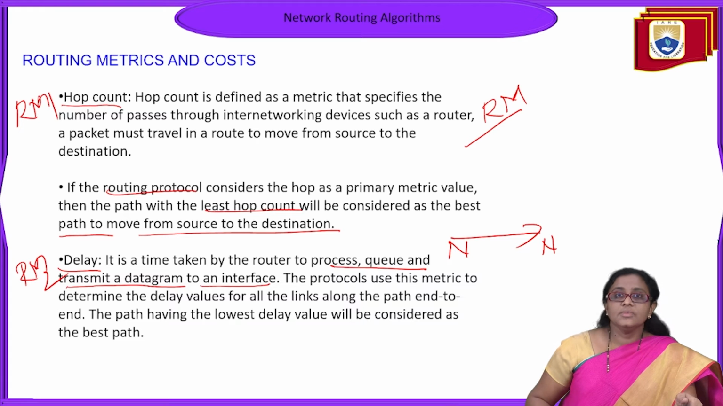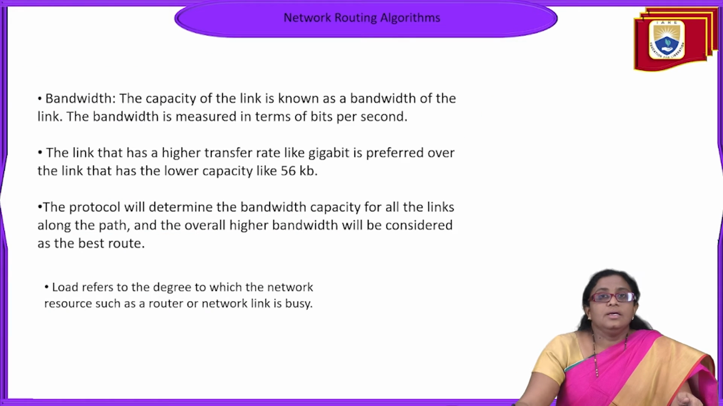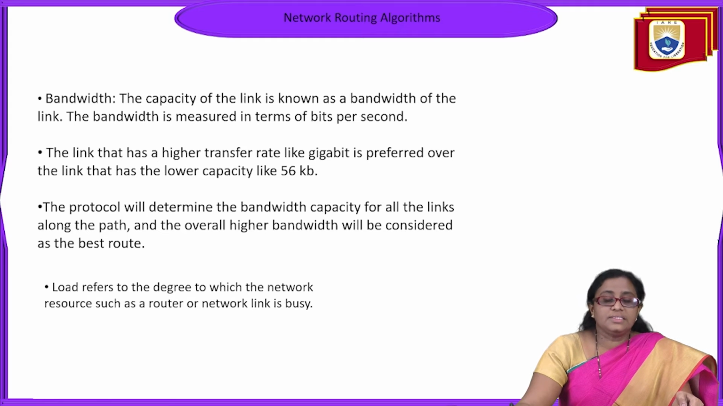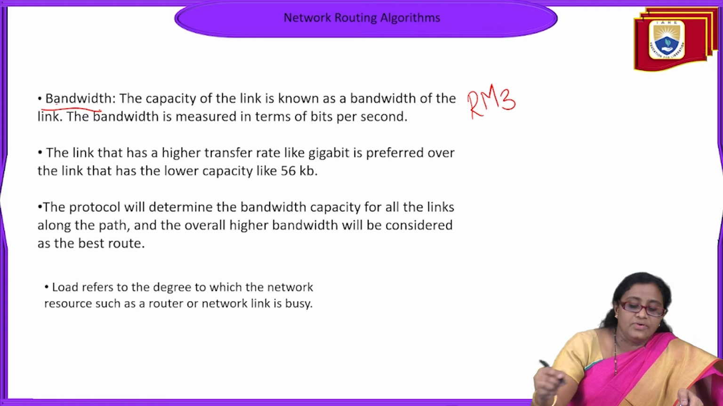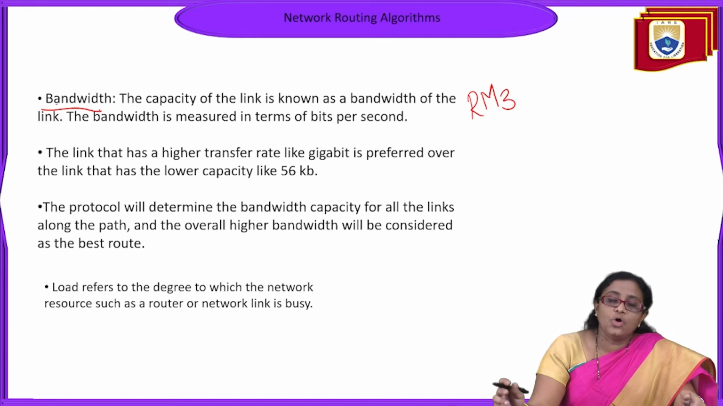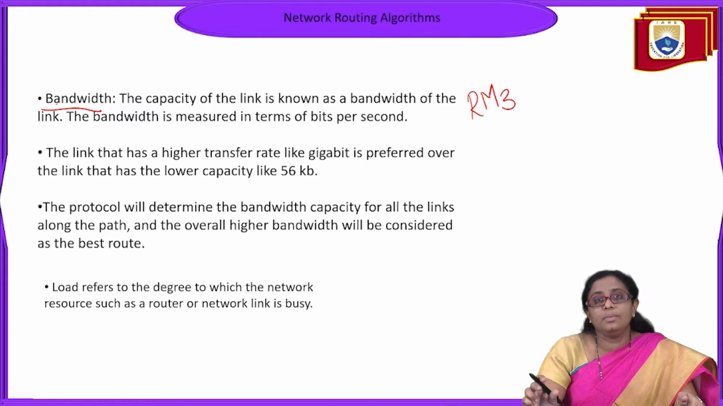Coming to the next routing metric, the third element of the routing metric is the bandwidth, which is routing metric 3. The capacity, as I have already explained in my previous videos, what do you mean by bandwidth?